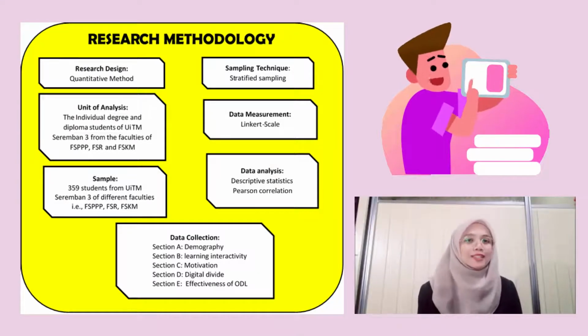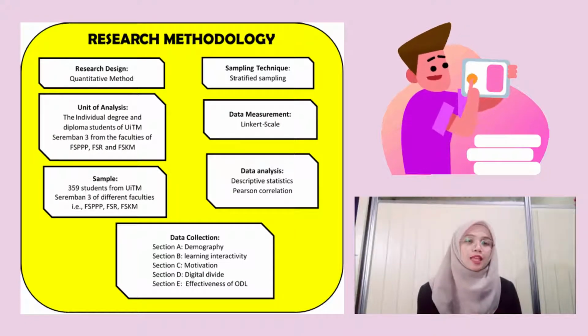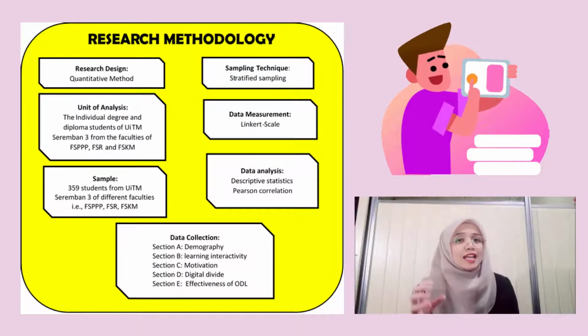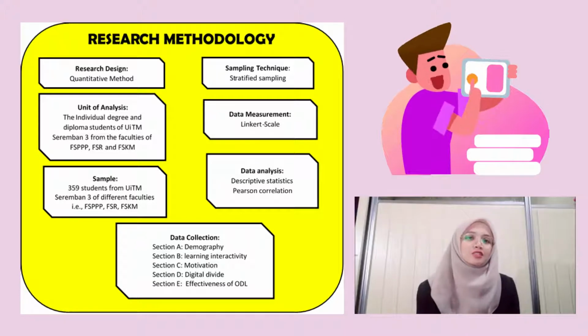Furthermore, there is the sampling technique. Stratified sampling under simple random sampling is a technique used where a random sample is taken from each subgroup of a given population. Then, for data measurement, the Likert scale, where a scale from 1 to 5 describes strongly disagree to strongly agree, is used in the questionnaires distributed.